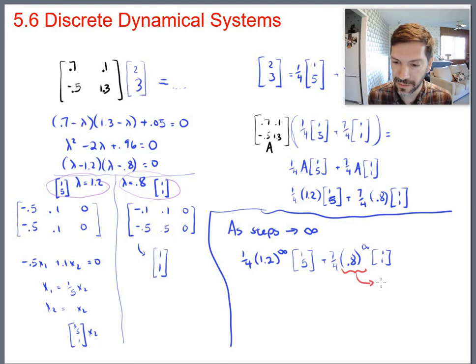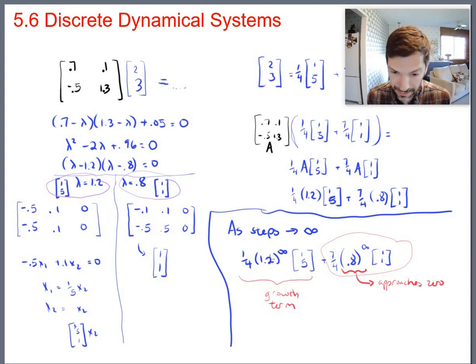0.8 is less than 1, so the higher and higher powers of 0.8 approach 0. So over the long run, this whole term is going to approach 0. And over the long run, we are just going to be looking at this. So this is our growth term. So we are going to grow by 20% basically every time. We're going 1.2 times what we had last time.